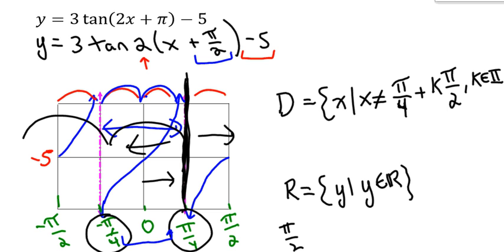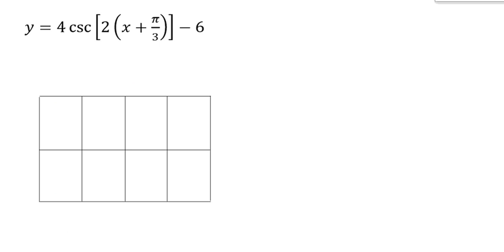So k is an element of I, and I'm running out of room here. So down here, I have to say that x is a real number. So x is allowed to be anything except for this asymptote and any value that's exactly a full asymptote away. Whew. All right, so let's talk about cosecant.